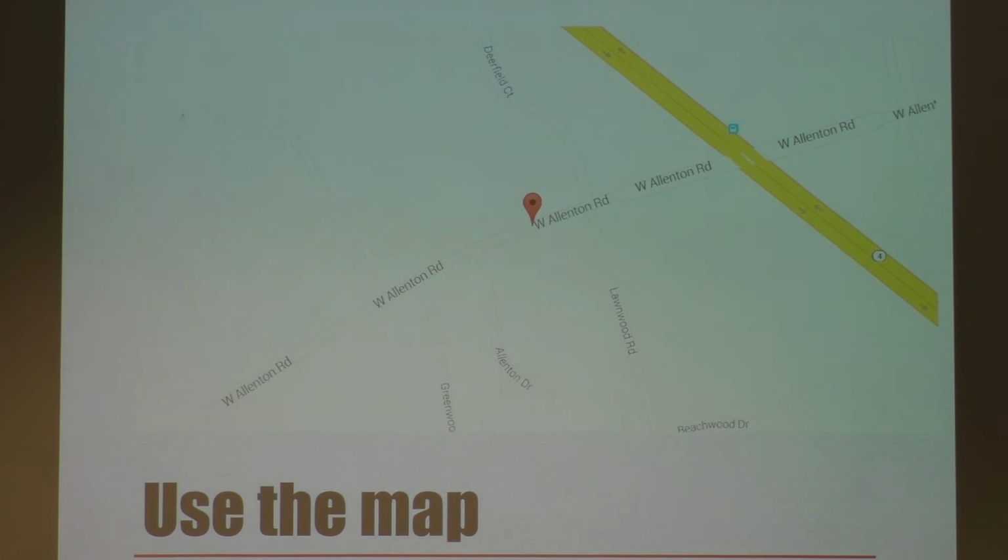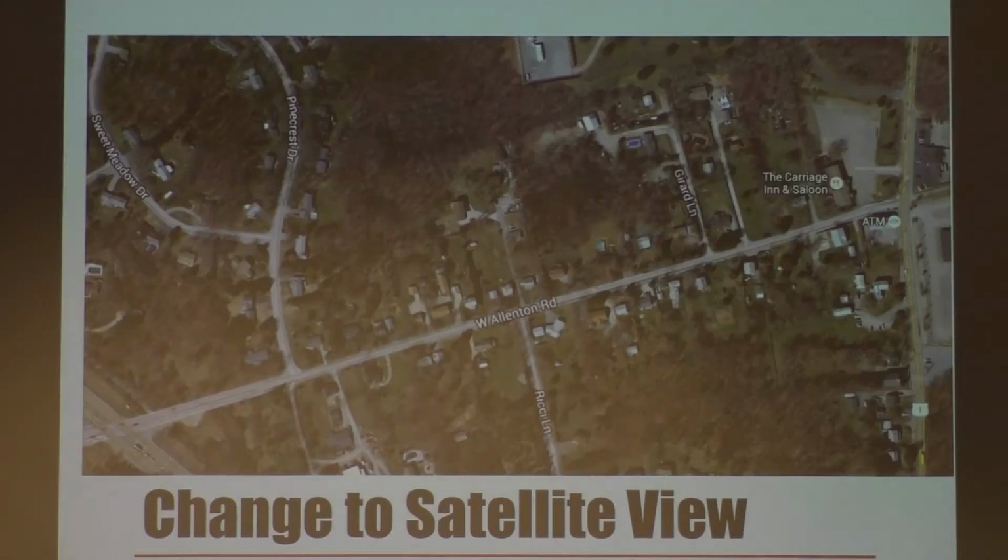Okay, so what I did was I used the map, and the first thing that happened is I found West Allenton Road in South Kingston, Rhode Island. And then I needed to go a little bit further and figure out what the address was. Well, since I knew who I was looking for, and who supposedly owned the property, I was able to find them and find their address. So then I came up with the address.